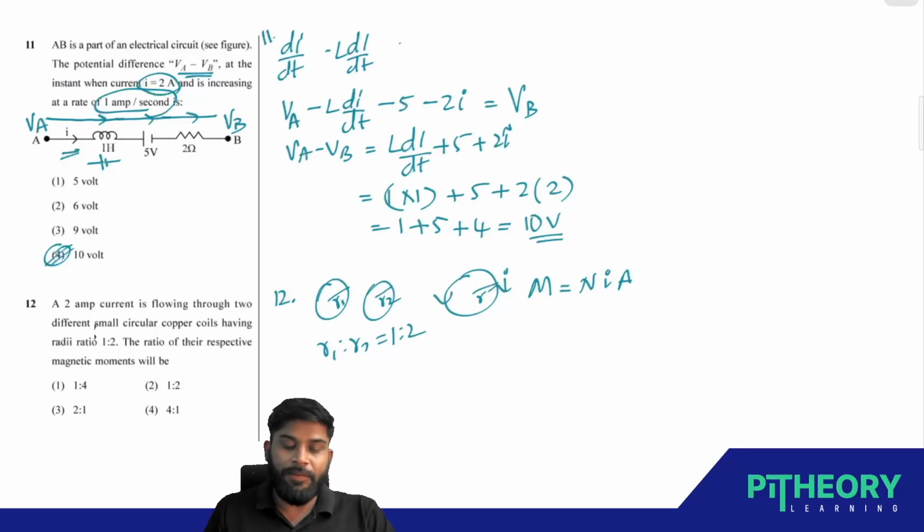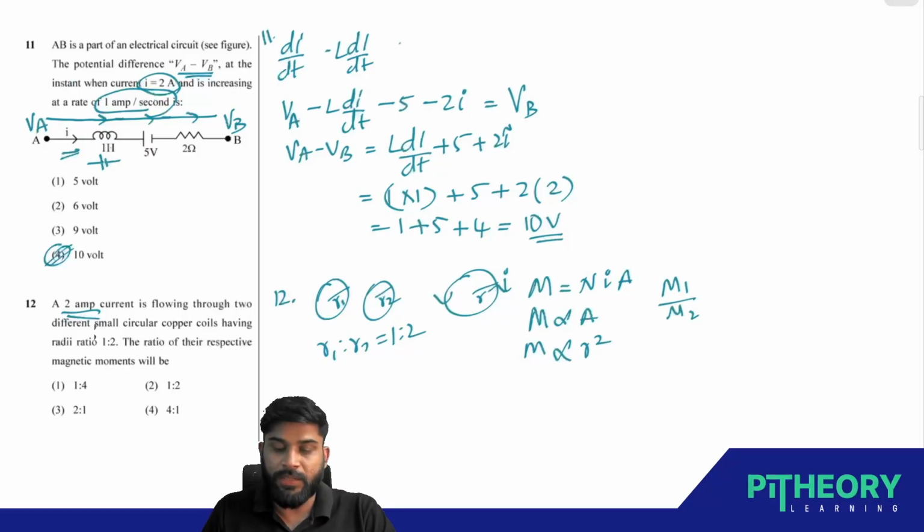Since in the given problem both the loops are single loops only, the number of turns is one. And 2 ampere current is flowing through both, correct? So here the dipole magnetic moment is proportional to what? Area only. Or you can write in terms of radius. Area is nothing but pi r square, circular area only, no? So it is proportional to R square.